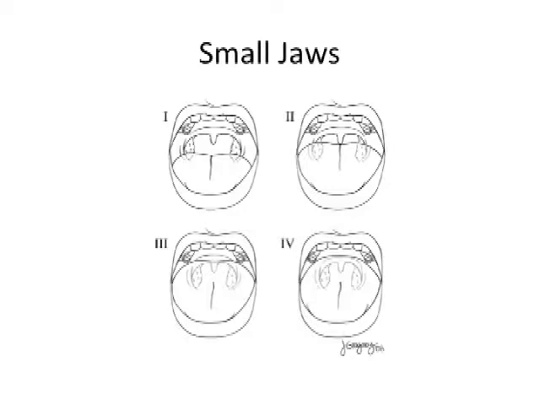But notice how, if you look in the shadow behind the tongue, that side-to-side distance is more narrow. So most people with sleep apnea will have one of these two configurations.